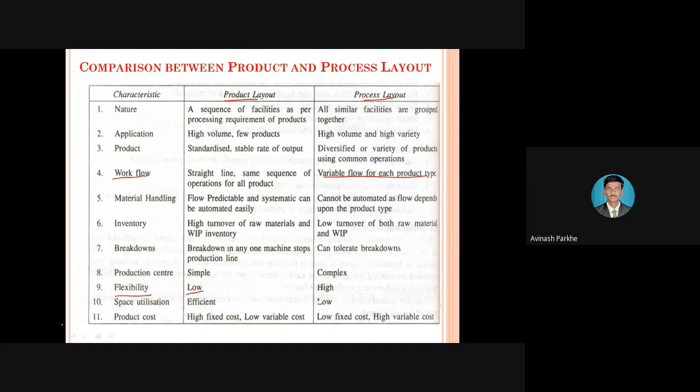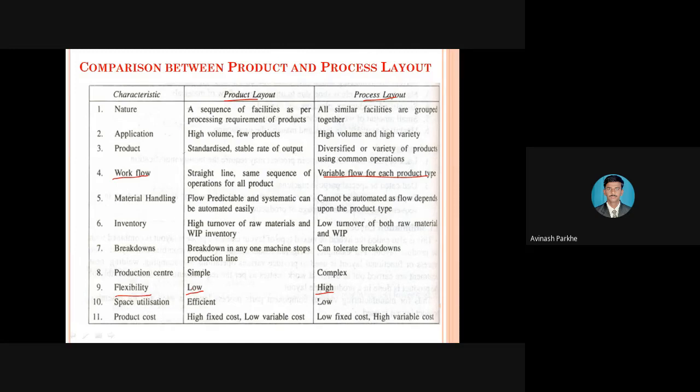But maximum flexibility is given in the case of a process layout, because if your sequence of operations gets changed, that change will not affect the process type of layout, because in the process layout the machines are not arranged in a sequence. All the similar types of machines are grouped together. But in the case of a product layout, the machines are arranged in proper sequence as per the requirement of the product. So this is the basic comparison between the product layout and the process layout, taken through these 11 points.